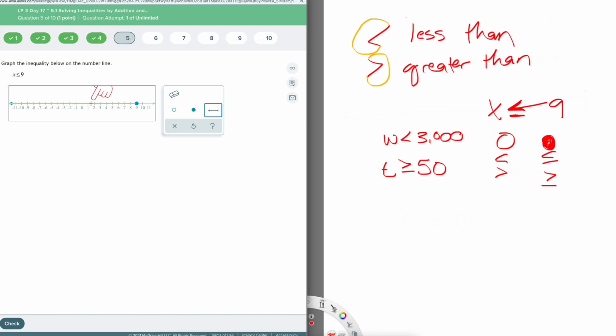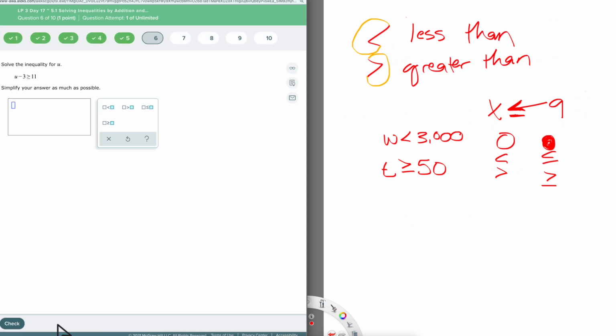And like I said, this little arrow looks like a less than sign. So it can be 9 or anything smaller than 9. Any solution would work here as long as it's within that shading. And the shading goes on and on and on to the left forever unless there's some kind of limit to what it can be. All right.